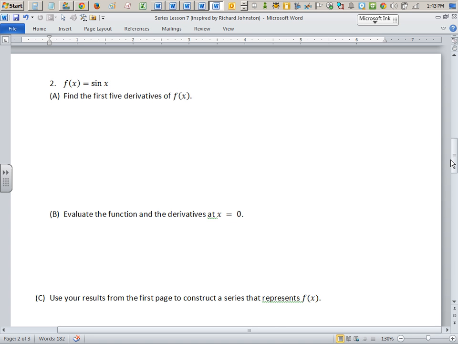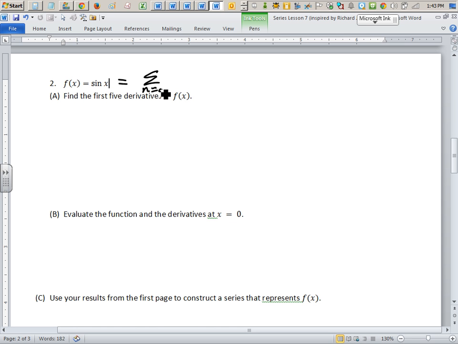So we're going to steal the same concept from the previous problem. We're going to assume that this can be written as sigma n equals 0 to infinity of something. We're going to assume it can be written like a plus bx plus cx squared plus dx cubed plus something.